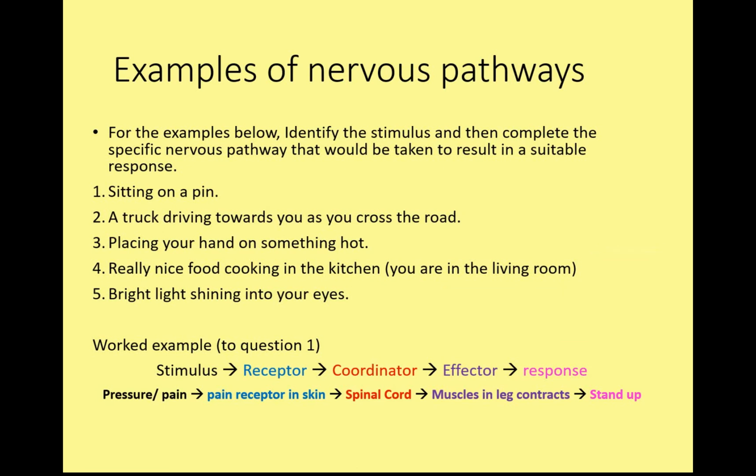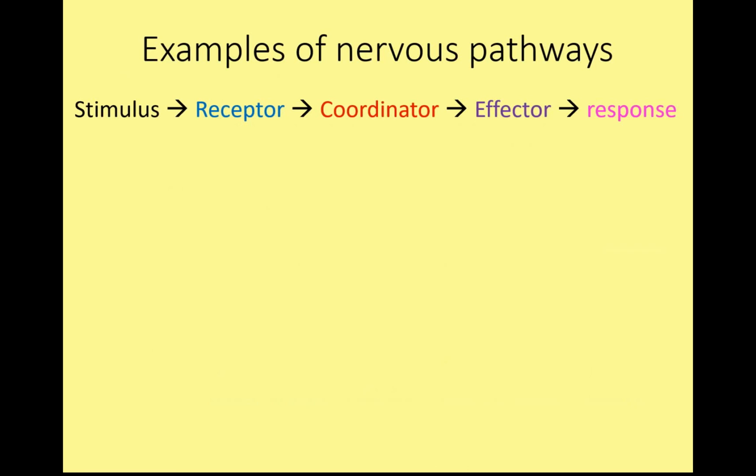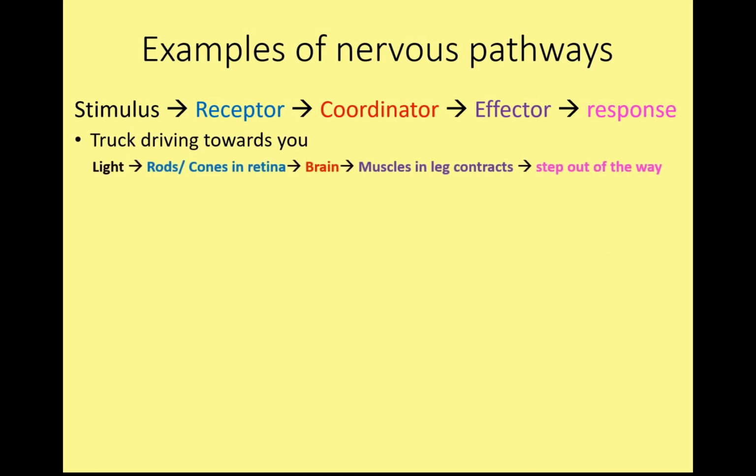Okay, let's see what you got. So there's our pathway again to remind you. You might have got something slightly different because you might have had a different stimulus, but let's say you saw the truck with light. The light energy is going to hit your rods and cones in your retina. It's going to go to your brain, because your eyes are closest to your brain if you think about it.